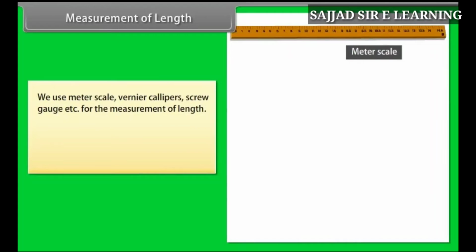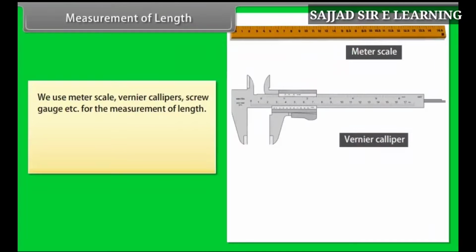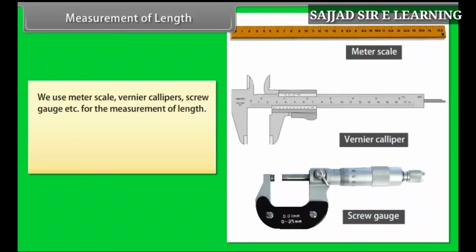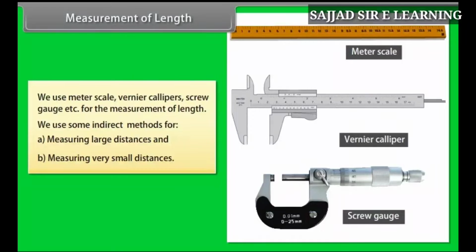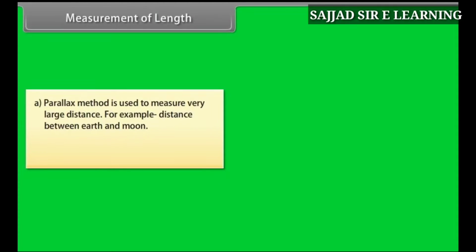Measurement of length. As you know, we use meter scale, vernier calipers, screw gauge, etc. for the measurement of length. We use some indirect methods for A, measuring large distances, and B, measuring very small distances. A. Parallax method is used to measure very large distances. For example, the distance between Earth and Moon.